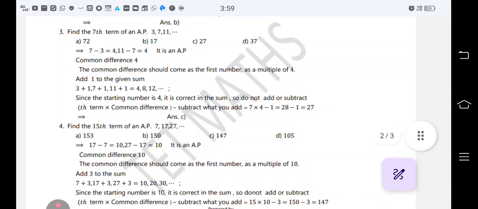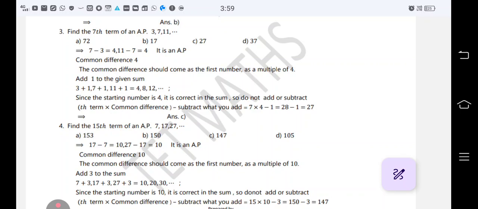But we want multiples of 4. Therefore, we have to add 1 to the given sum. 3 plus 1, 7 plus 1, 11 plus 1. That is 4, 8, 12. It is in the multiples of 4. Since the starting number is 4, the sum is correct. So we don't add or subtract anything.